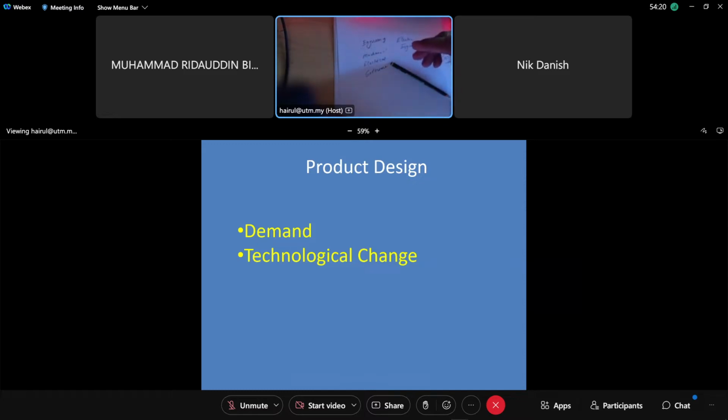Like now we want renewable technology, renewable energy, because now, in terms of environment, we don't want to pollute the environment using carbon emission, CO2 emission from burning. We use technology right now, like electric cars and so on. That is demand. Another one is based on technology changes.